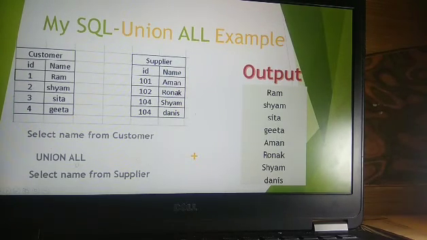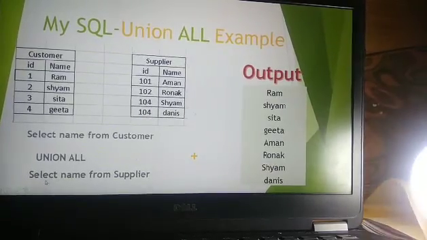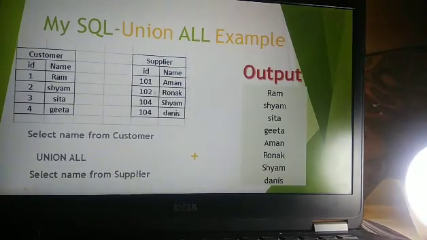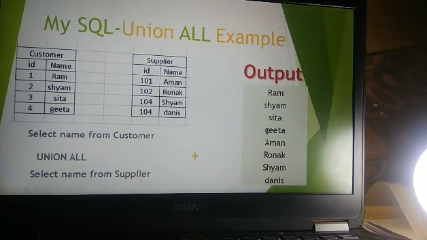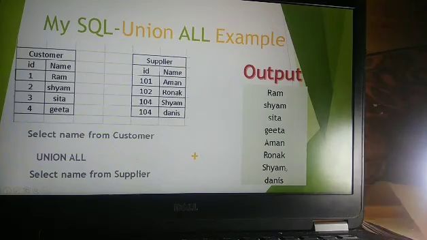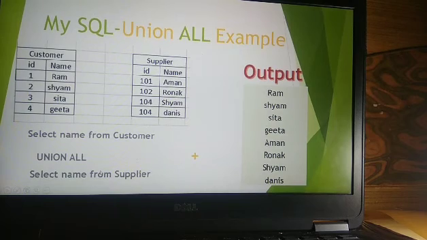Then after that it will join both tables and run the statement select name from supplier. Then Aman, Ronak, Sham and Dennis. So this Sham is coming from the customer table and this Sham is also coming from the supplier table. So UNION ALL will display all the records from the tables. Is it clear how we can use the UNION operator?